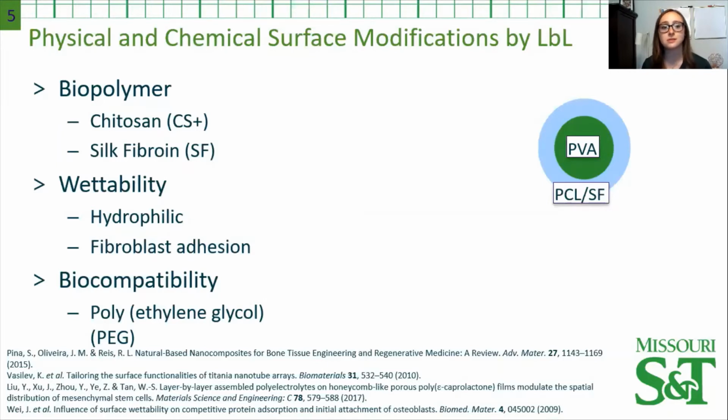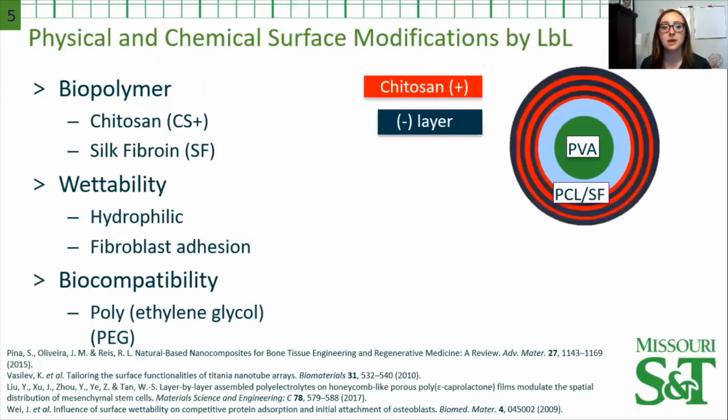Often hydrophilic surfaces are favorable for initial attachment and spreading of fibroblasts, which are used in bone healing. Layer by layer can be used to change the properties of the nanofiber by surface modification. Positive chitosan in red, shown here, and the navy negative layer are used layer by layer to modify this scaffold.